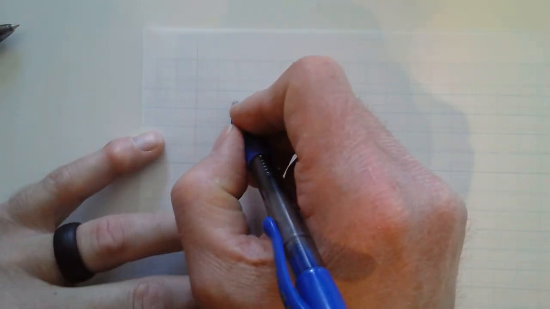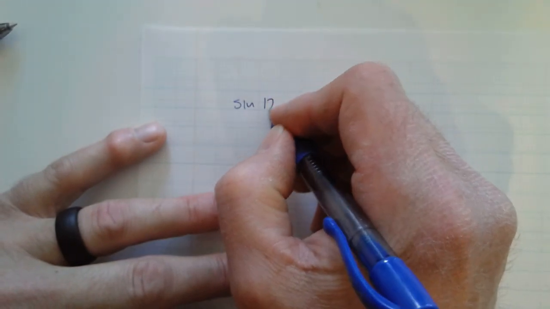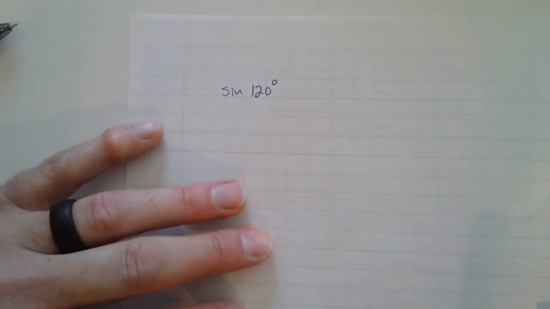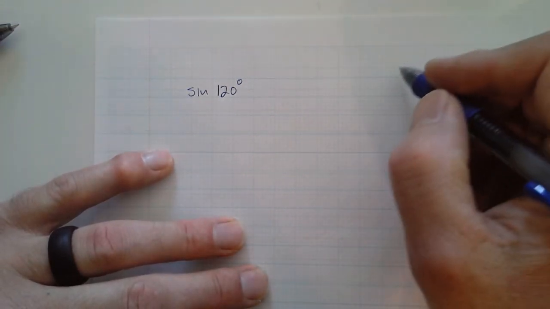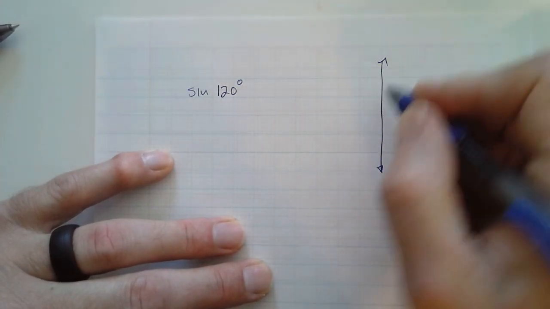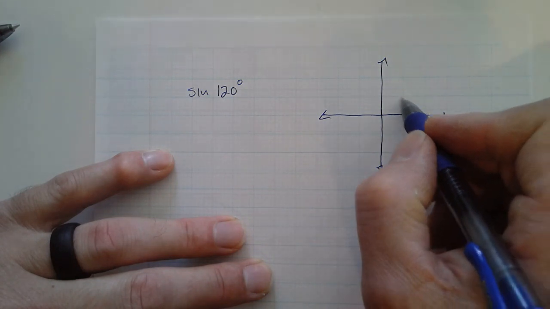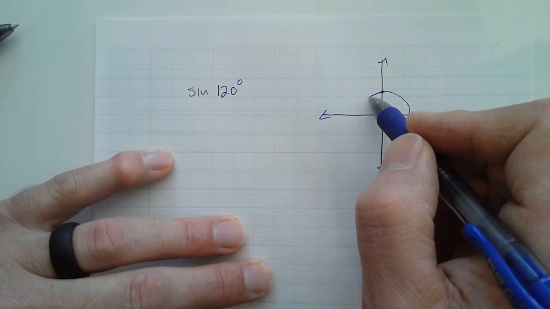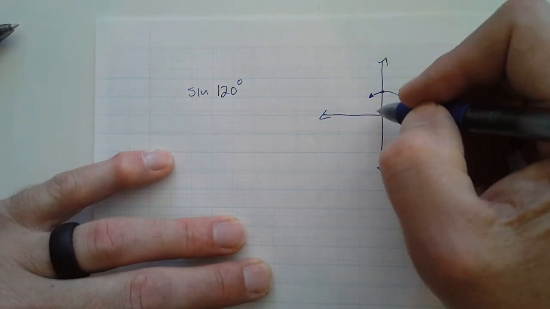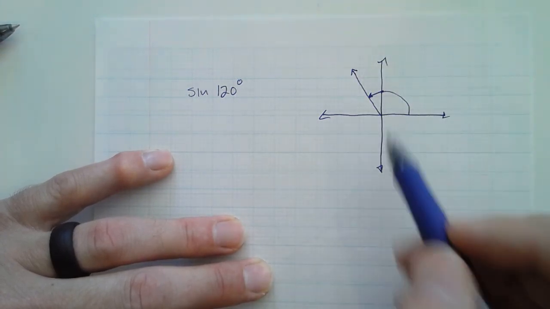So what if I asked you to find the sine of 120 degrees? Okay, we can still do that without a calculator. So 120 degrees on axes, 120 degrees is 90 degrees plus another 30 degrees, like right about there. Okay, so our angle looks like this. That's our angle.